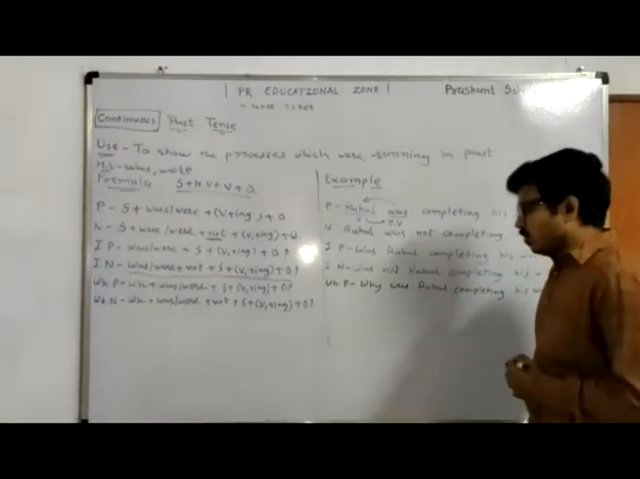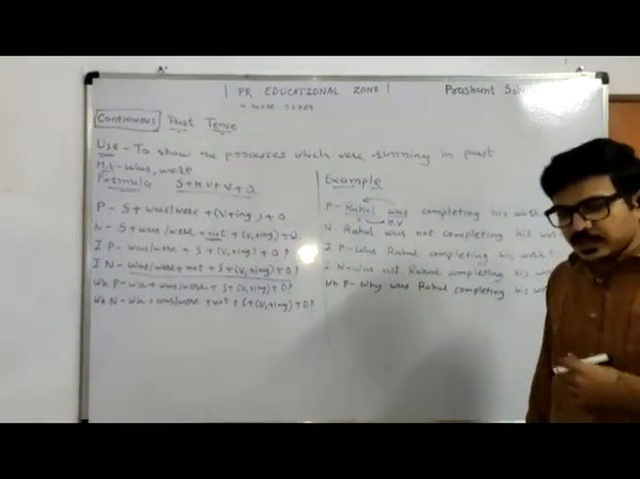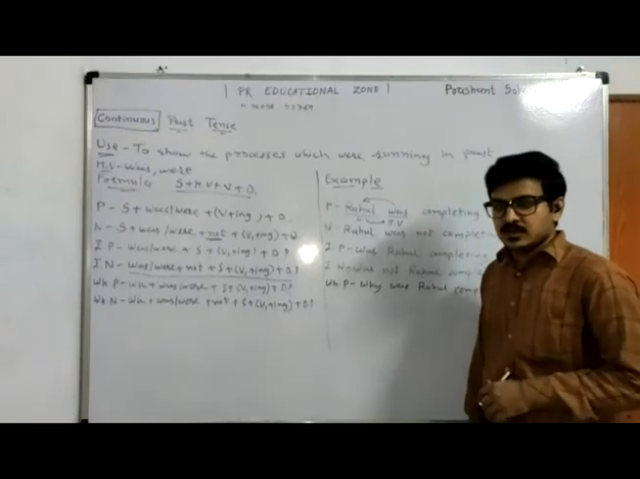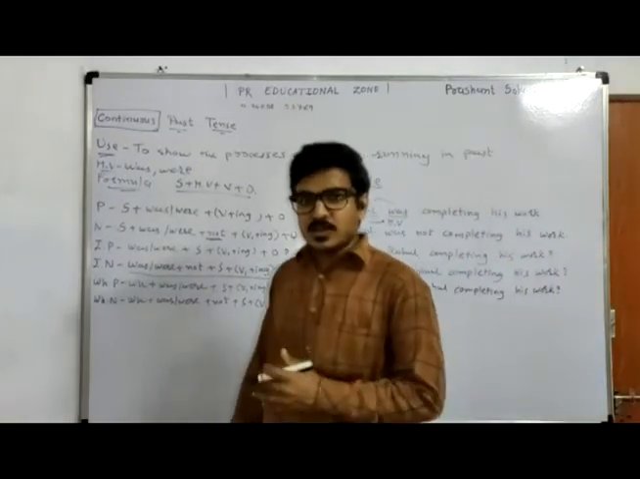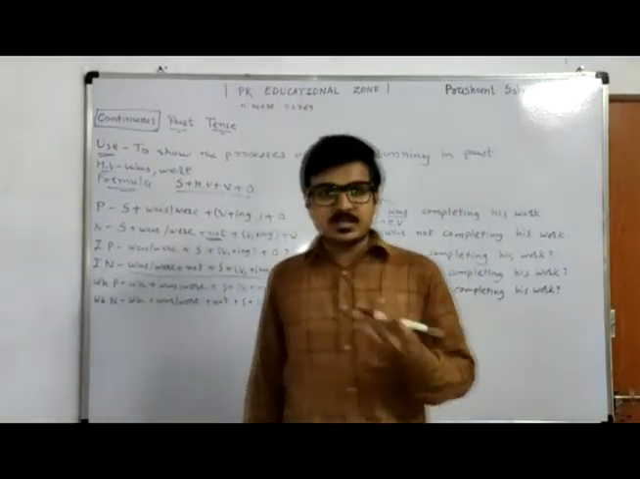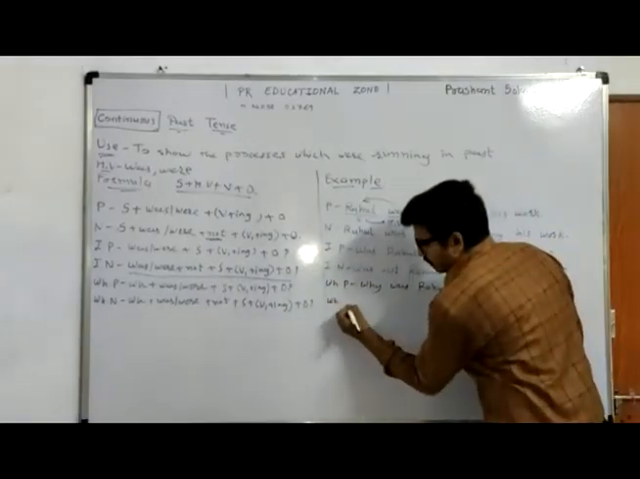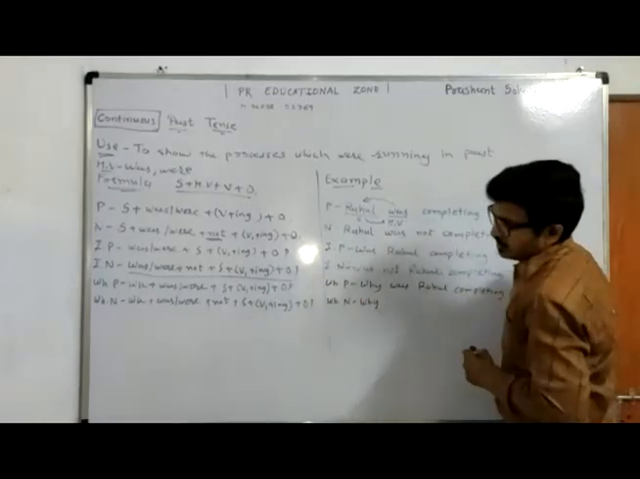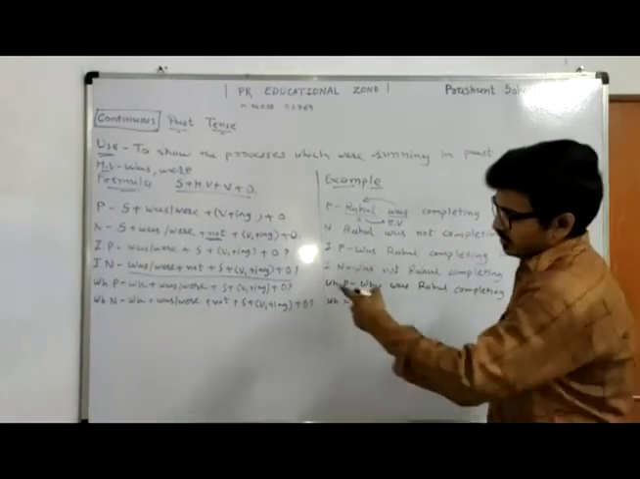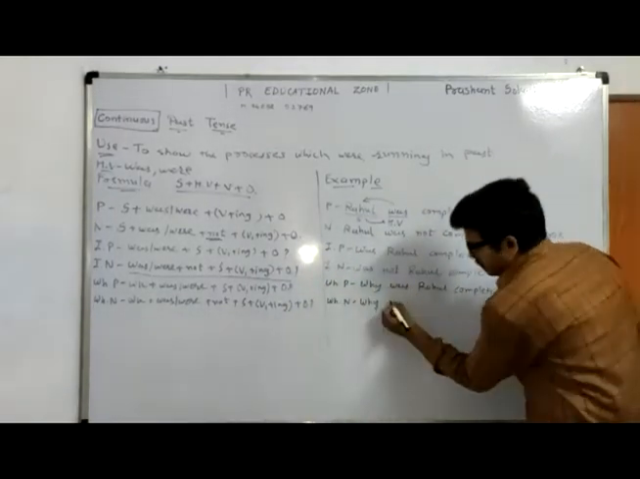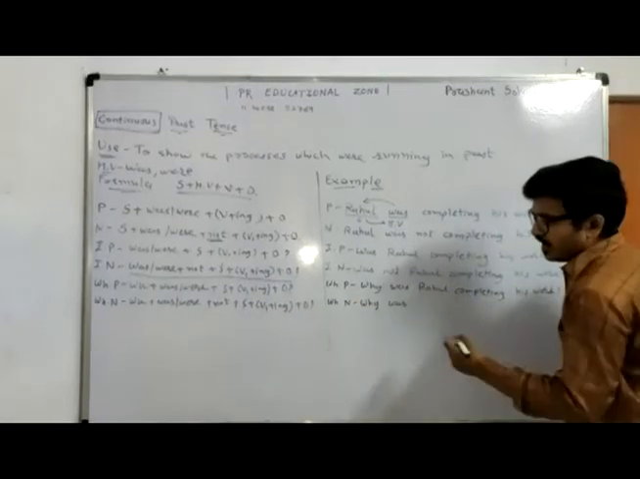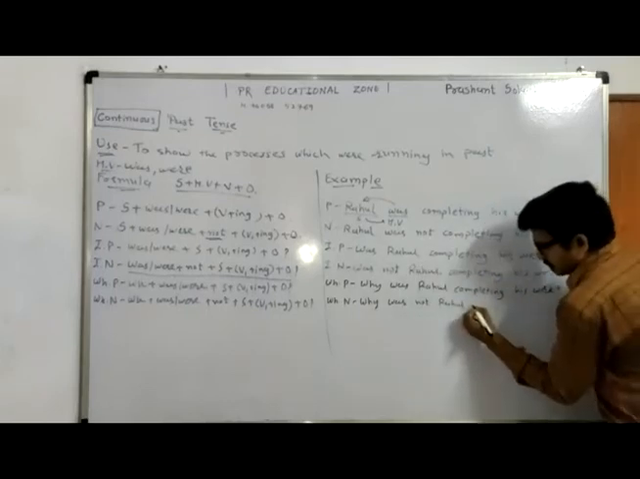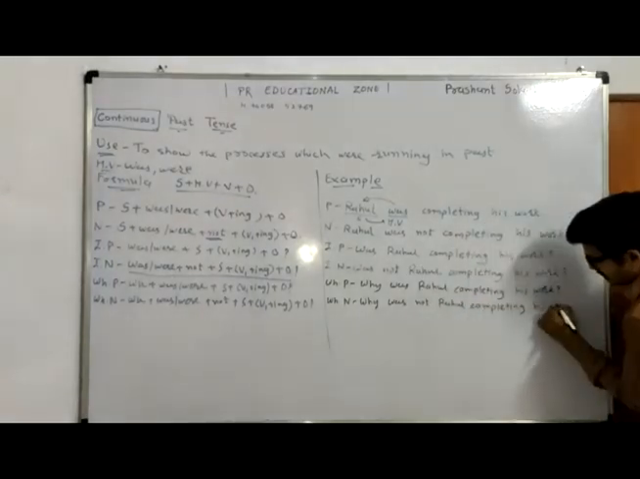We will take a lecture further for the WH questions. In that I will explain when all the WH questions are used. And now we are going for the WH negative. Why? First in the formula is the WH question, that is why, and then was, then not, then, as it is, Rahul completing his work?